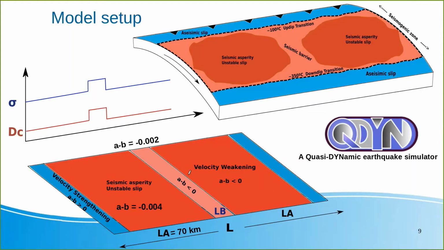So we run simulations making variations in the length of the barrier and also variations in some frictional parameters that I showed in the equation before, the rate and state parameters, normal stress and critical distance. We run simulations with variations of these parameters in order to understand if velocity weakening areas can act as barriers.